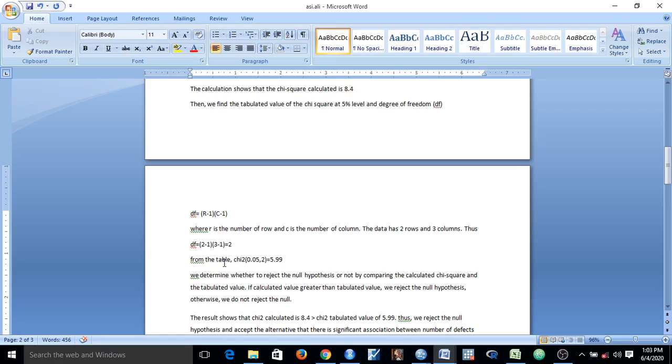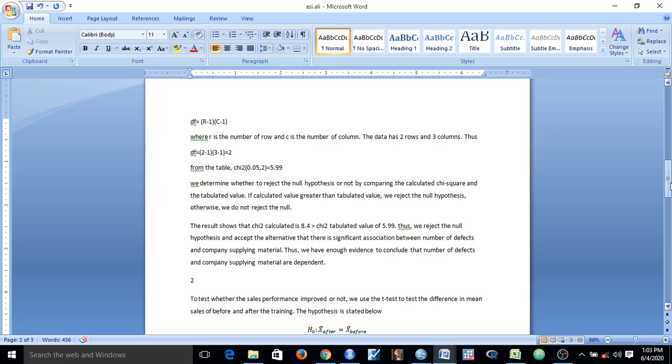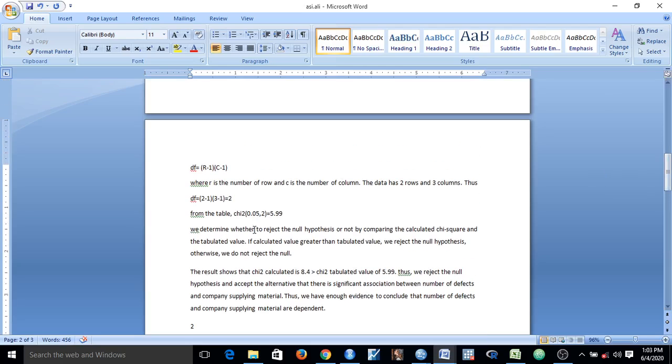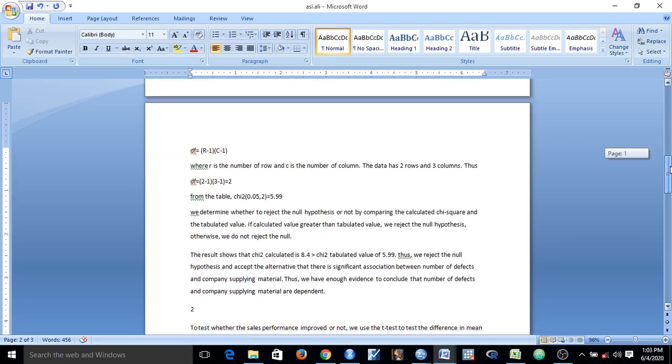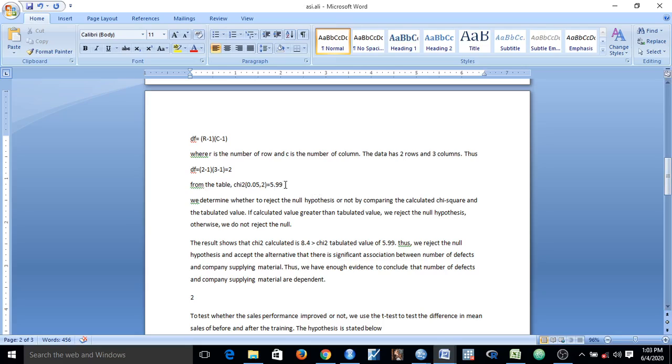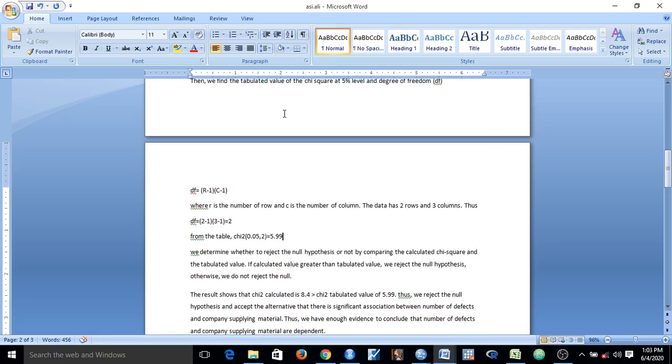Then if we check the chi-square table, at 5% level of significance and 2 degrees of freedom, we have 5.99. Then to determine whether we are going to reject the null hypothesis or not, we compare our chi-square statistic, which is 8.4, to the value from the table, which is 5.99. If the test statistic is greater than the tabulated value, then we reject the null hypothesis. Otherwise we do not reject the null hypothesis.